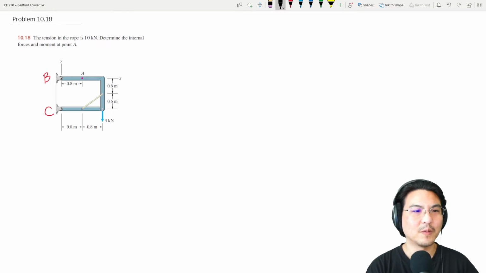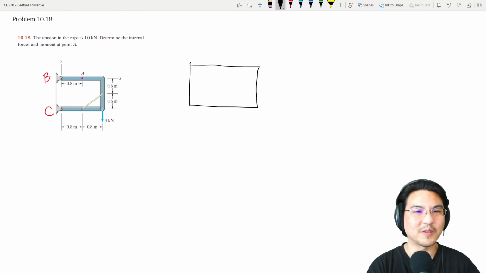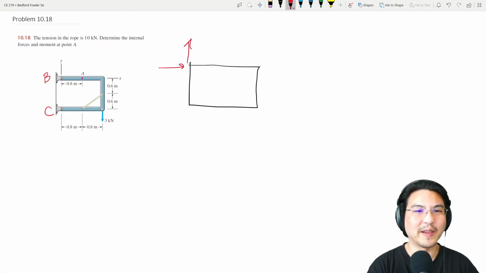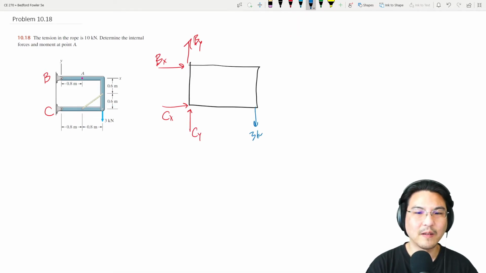Okay, so you could just start with the free body diagram of the entire structure. I'll just draw it as a rectangle. There's this pin over here, so I'll just decompose that reaction into X and Y components. There's the pin at C, which I will decompose into X and Y components. And then there's the 3 kilonewton load over here.